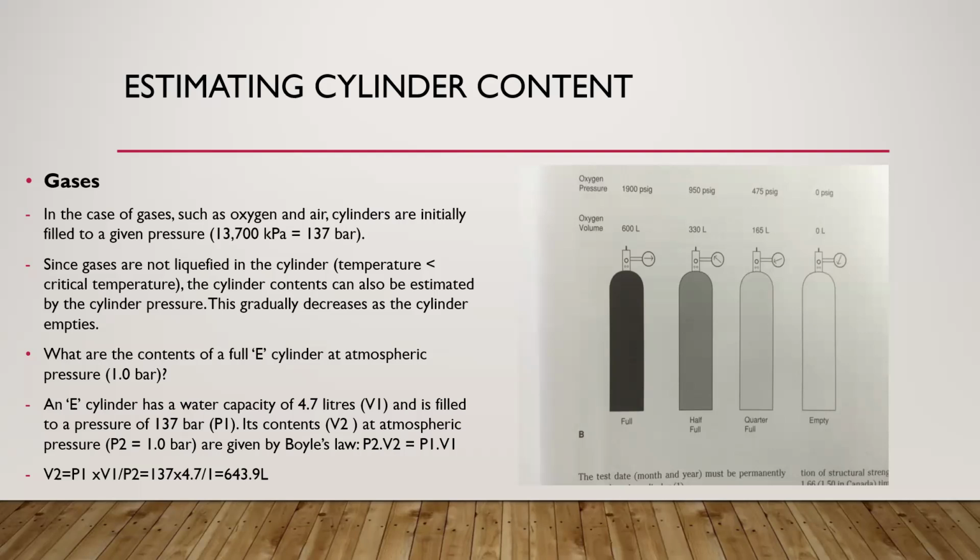Okay, the equation will now be P2 times V2 equals P1 times V1. You make V2 the subject of the equation. Is it the object or the subject? Yes, the subject of the equation. And you get P1 times V1 divided by P2. And what do you have? 643 liters. Okay. All right.